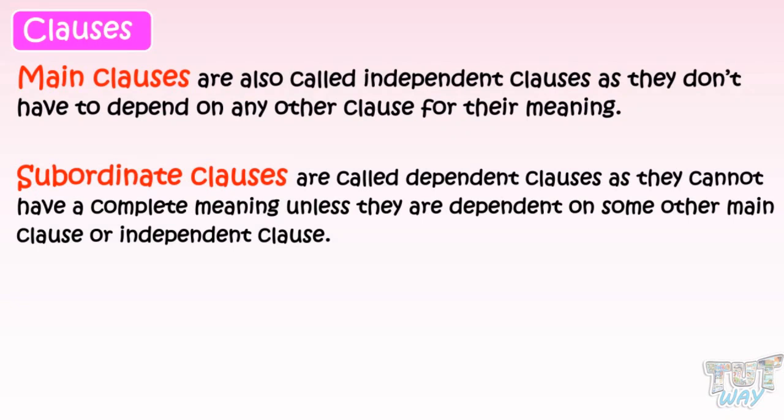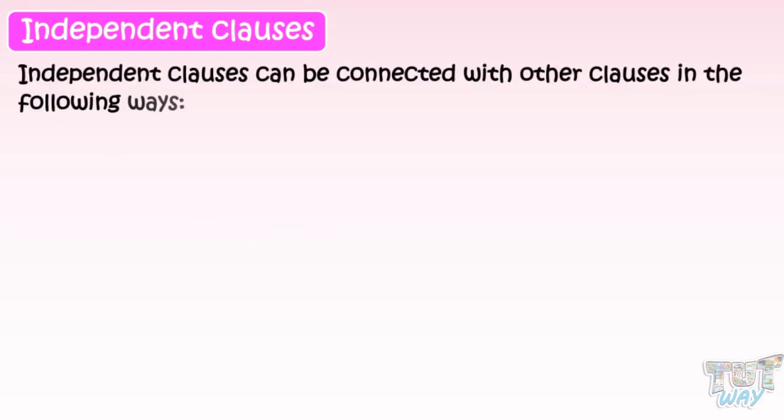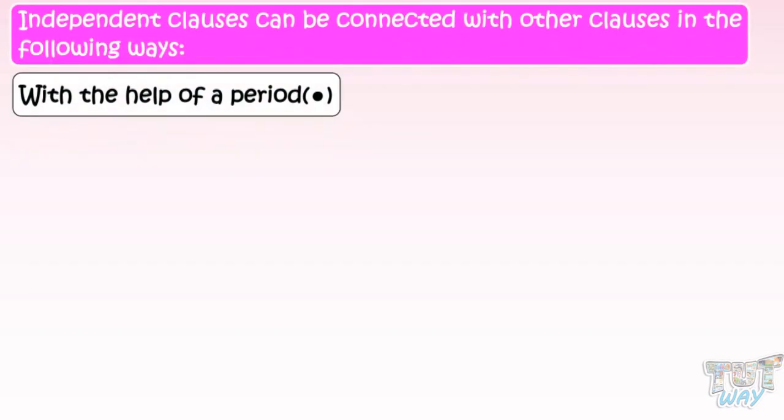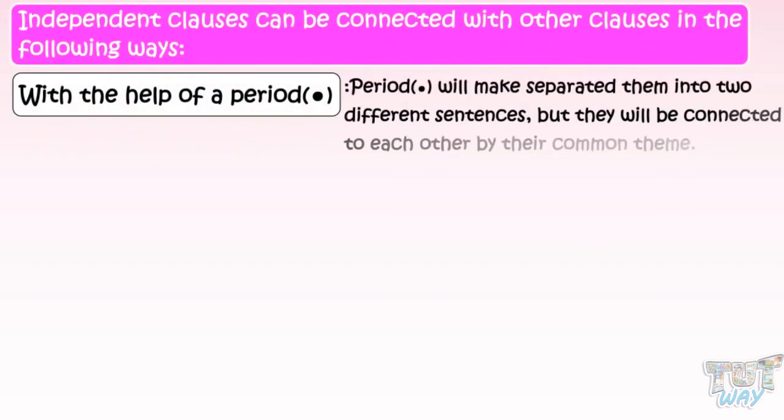Now, let's learn about independent clauses with examples. Now let's learn how independent clauses are connected to other clauses. First way is with the help of a period. Period will separate them into two different sentences, but they will be connected to each other by their common theme.